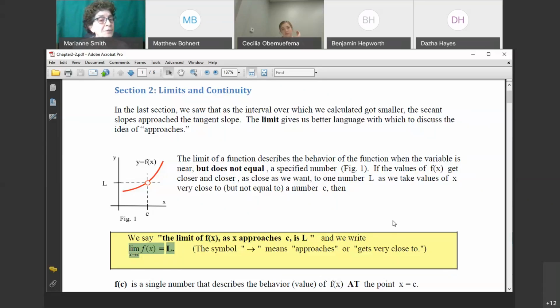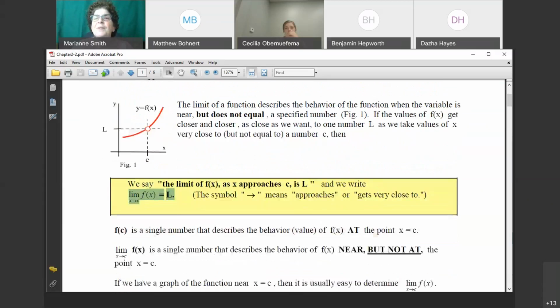How close do you want to get to that y value? Pick an x value way out there and we can get as close as you want. So is everybody okay with the general idea of a limit?